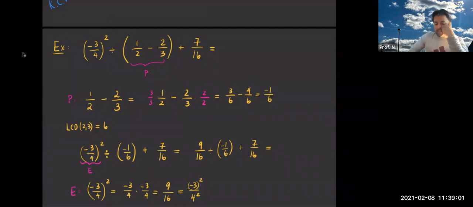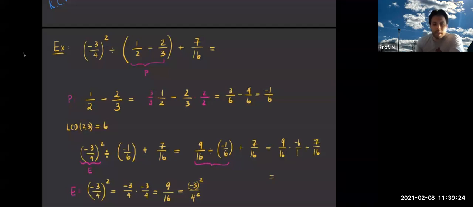We divide, right? And so when we divide, what do we do? How do we divide? What do we apply? Keep, change, flip. So when we keep 9 over 16, we change division to multiplication, then we flip. Negative 1 over 6 is negative 6 over 1. And then we have to add by 7 over 16, right?